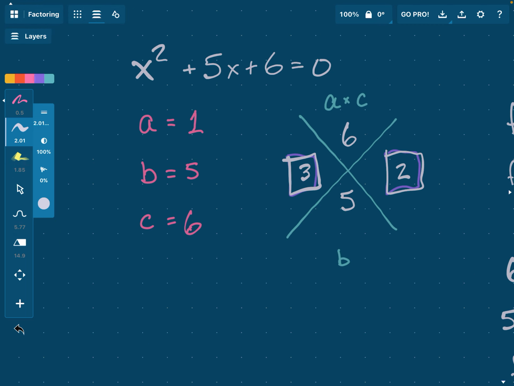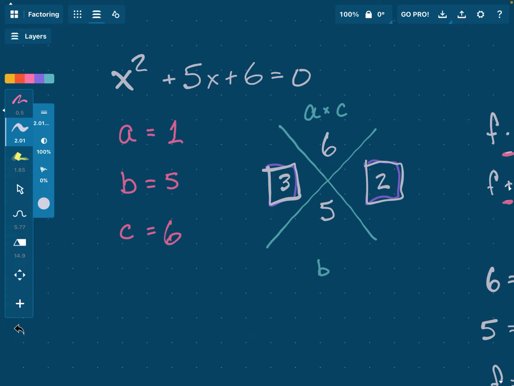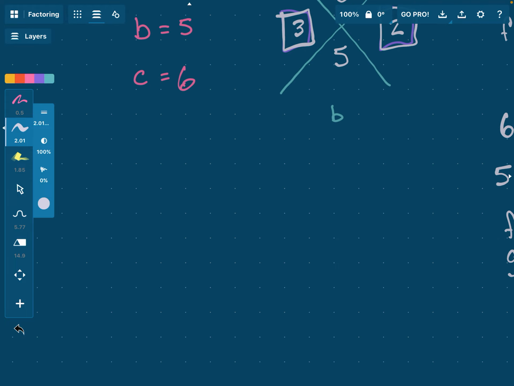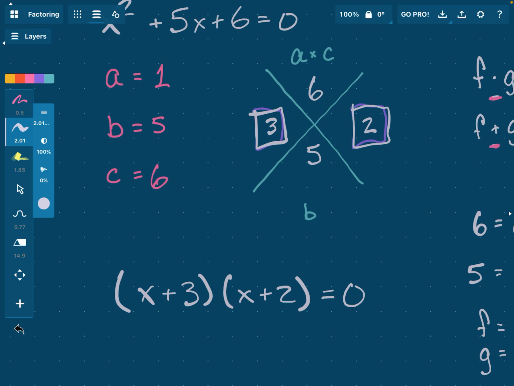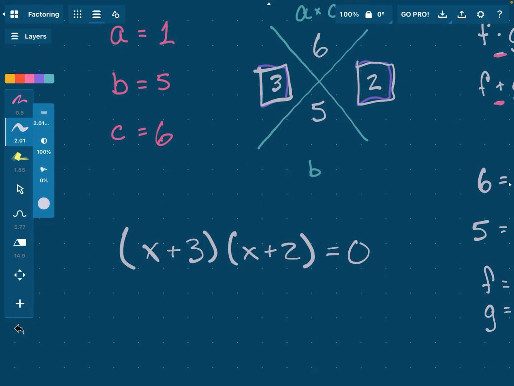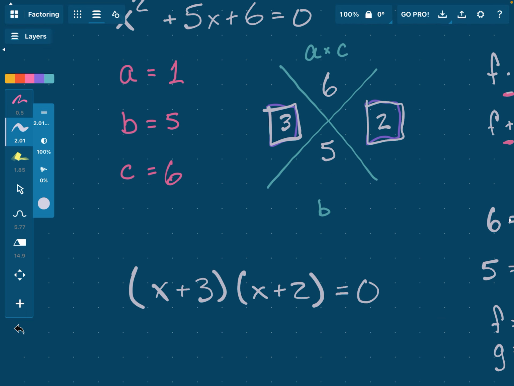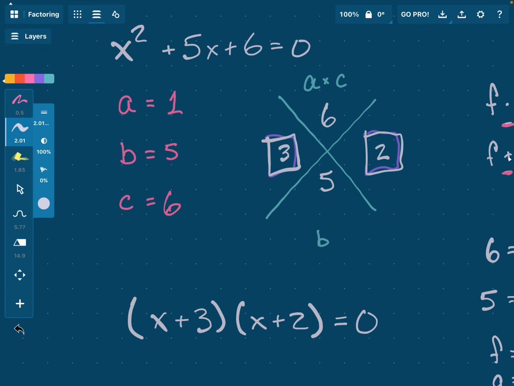So now that we have those numbers, what we can do is break this quadratic into two binomials, which I know is going to sound a little weird, but trust me. So what we can do is take parentheses x plus 3 and then parentheses x plus 2, and we're going to set this equal to 0 still. I'm not exactly sure where this comes from. It's just a form of factoring that we can see.